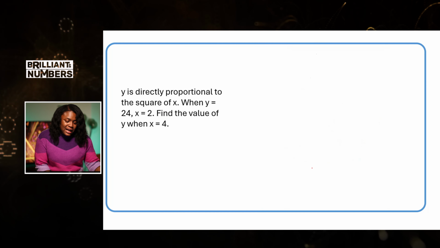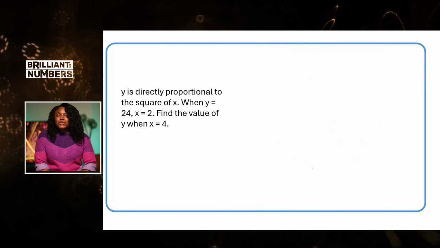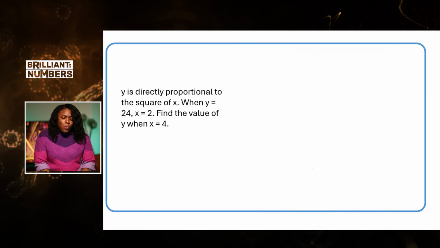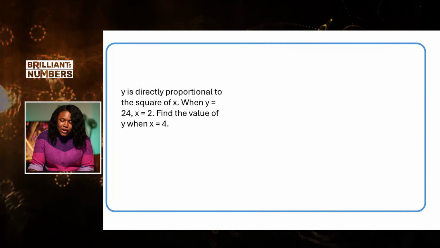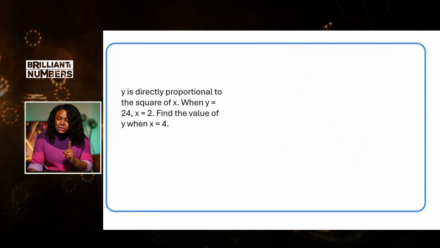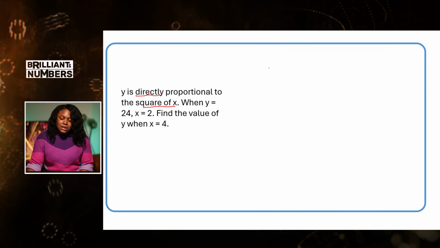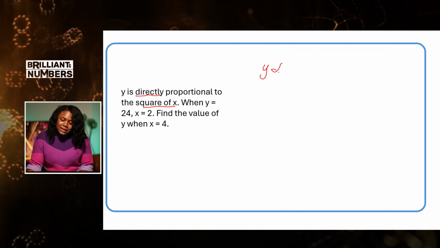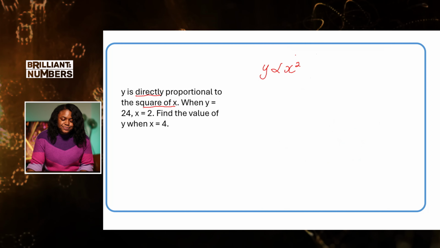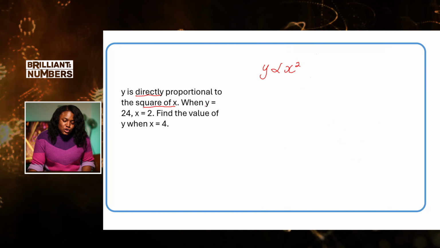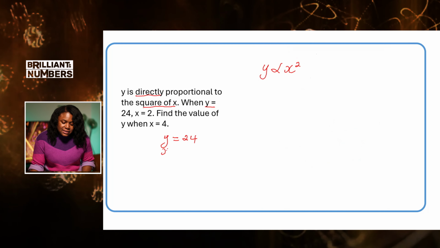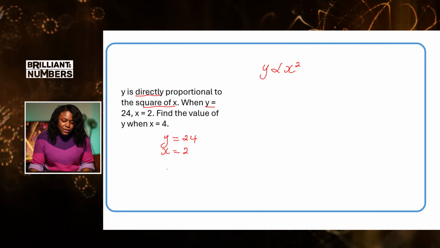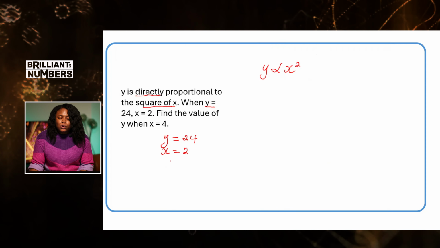So we're going to look at our direct proportion. So y is directly proportional to the square of x. Note here, it's the square of x. So direct proportion to the square of x. So let's write that down. Y is directly proportional to x squared. When y is equal to 24, so we can visualize it a little better, y equal 24, x is equal to 2, find the value of y when x is equal to 4.